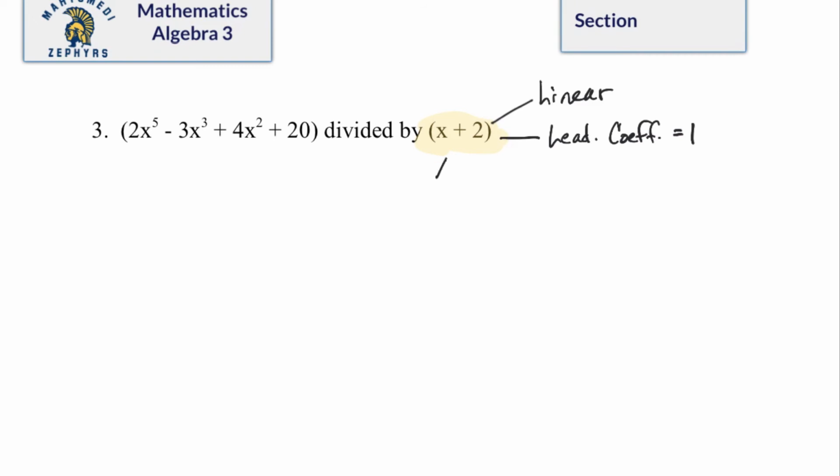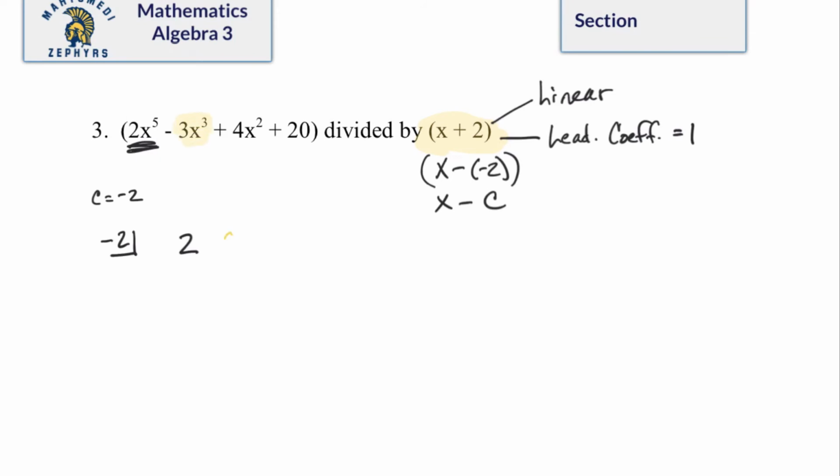Now I want you to pretend that the x plus 2 is x minus c, or x minus negative 2. Therefore, in the box this time goes a negative 2. So if it's a plus, it becomes negative in the box. Now we're going to take those coefficients, 2. Now, you would think the next number would be negative 3, right?